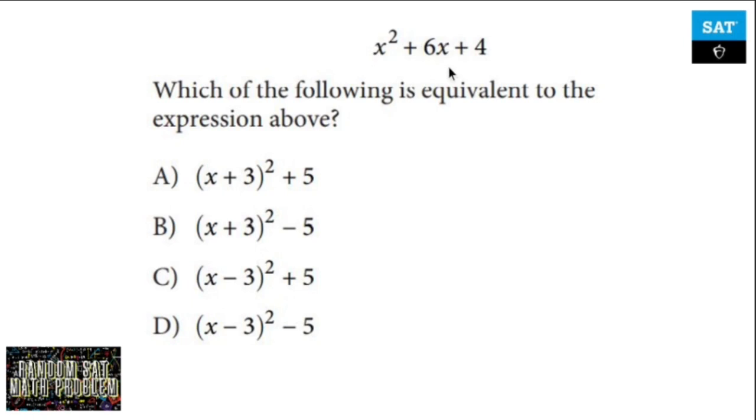I guess the long way of doing it would be, let's FOIL that out and add 5 and see what happens. Let's FOIL that out and subtract 5 and see what happens. But I'm going to go a little bit of a different route.